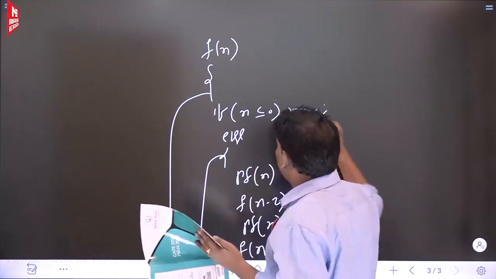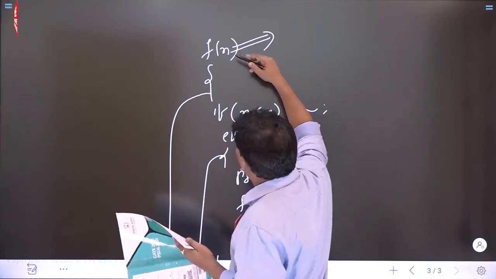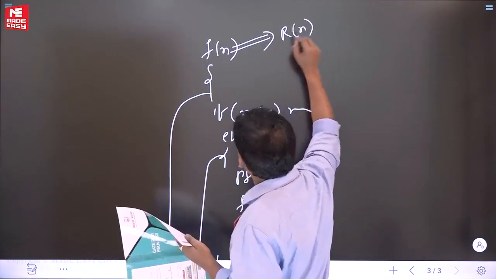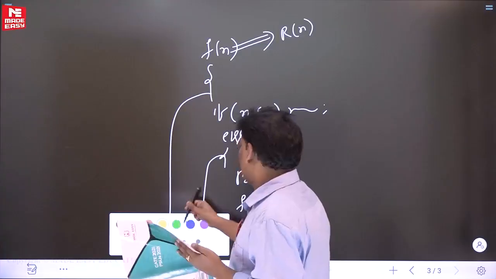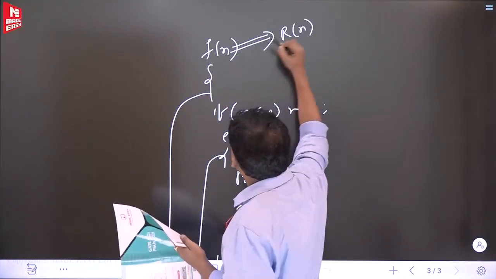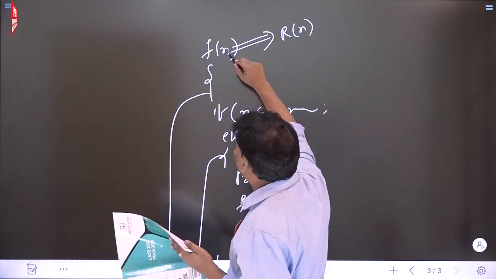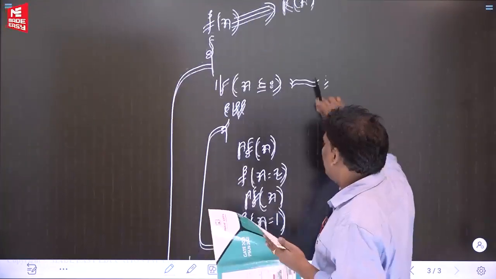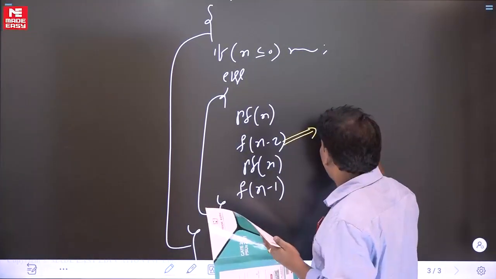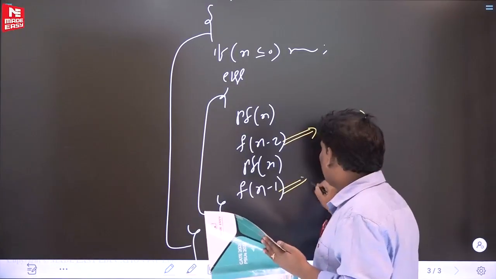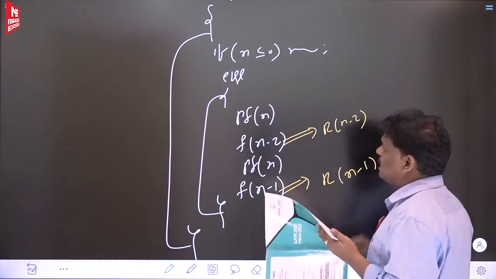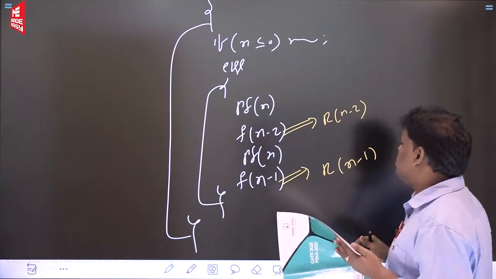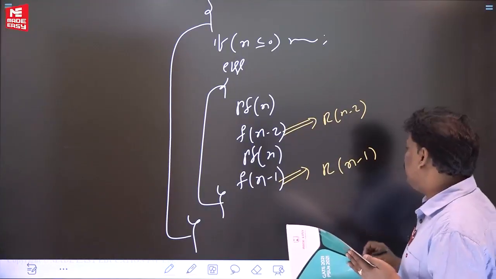Now see the answer. F of n printed value is R of n. Please be careful. F of n function, time complexity normally T of n. But here what he said? F of n printed value is R of n, assume. If f of n printed value is R of n, f of n minus 2 printed value is R of n minus 2, and f of n minus 1 printed value is R of n minus 1. Recursion is recursion.